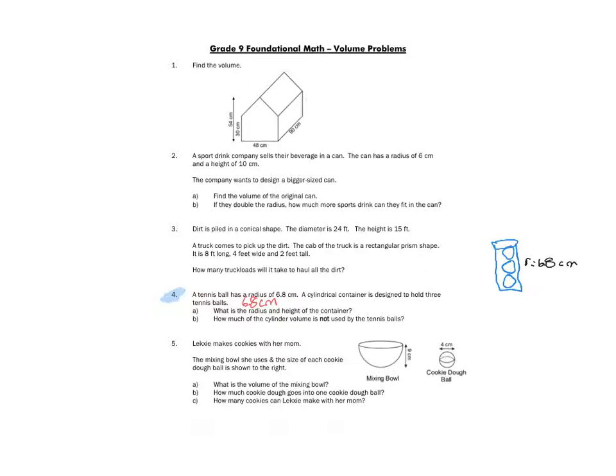Now, the height gets a little bit tricky, because we have to figure out how many radiuses there are from top to bottom. Well, there's a radius there, a second radius there, third radius, fourth radius, fifth radius, and sixth radius. So there's 6 radii. In other words, to figure out the height of the container, it's going to be 6 times 6.8.